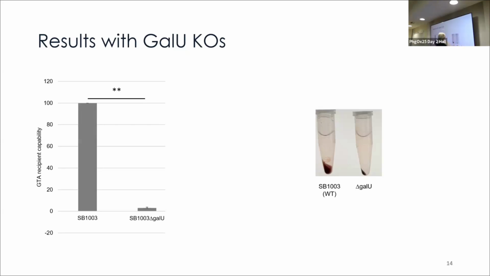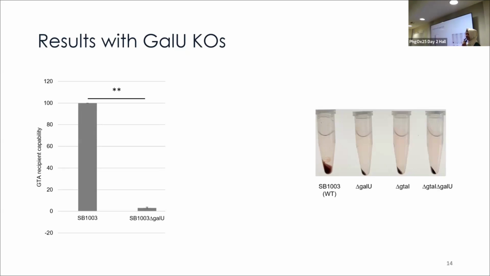So we asked the question, is this reduction in recipient capability due to the loss of the capsule, or is it because the LPS was truncated? And so we had to bring in a couple more strains into the scene. So the delta GTAI strain was pre-existing. It's our go-to capsule minus strain.